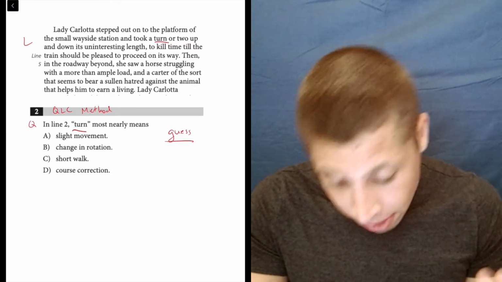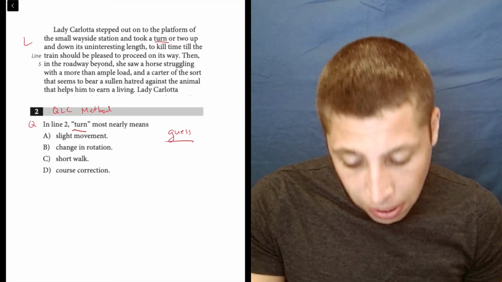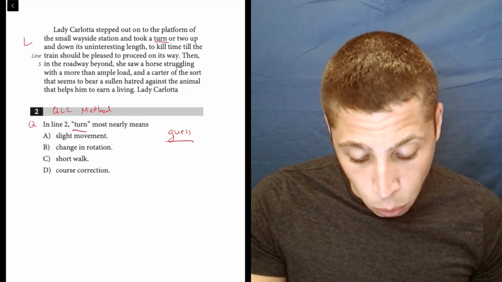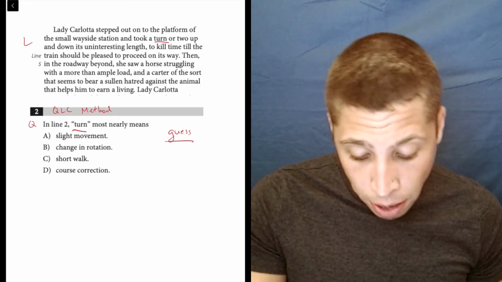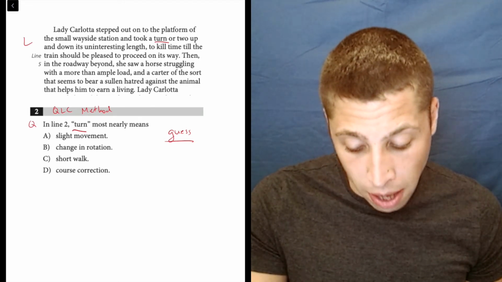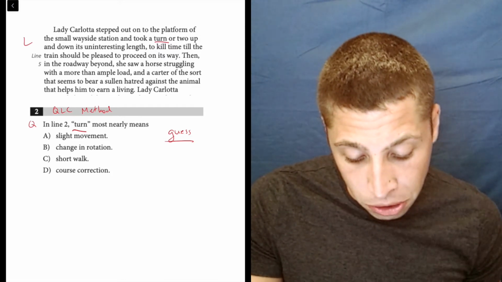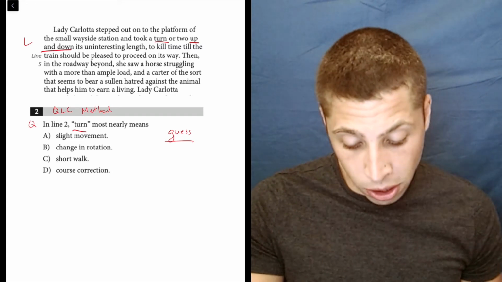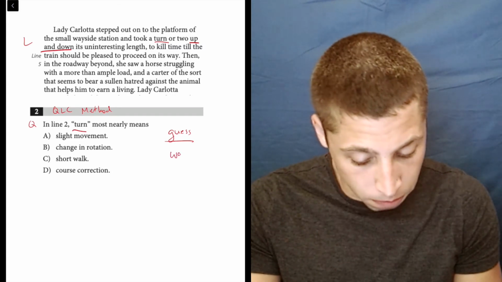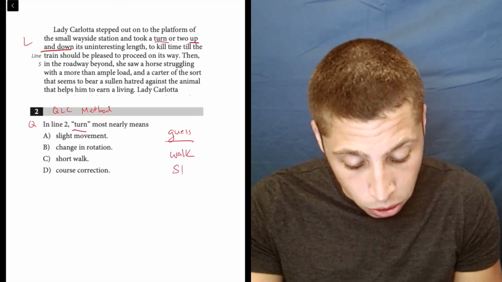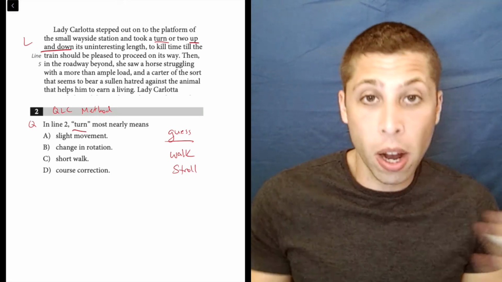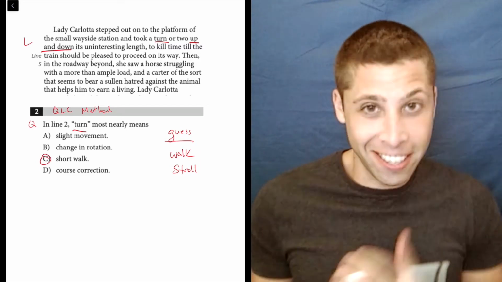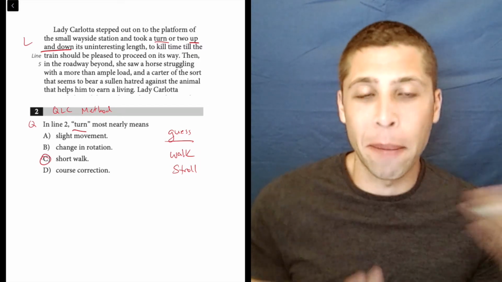So it's hard. She stepped out onto the platform of the small wayside station and took a blank or two up and down its uninteresting length to kill time till the train should be pleased to proceed on its way. So up and down the length of the platform. So she took a walk or two, a stroll or two, like she's just walking up and down the thing. And then the answer is obvious. It's C, and that's the answer because she's walking up and down it.